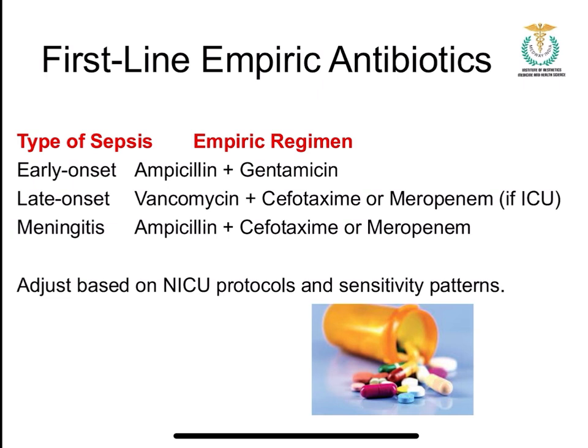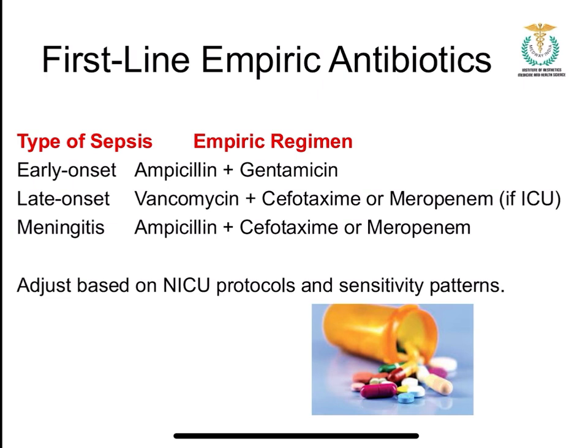Now coming on to the treatment. We normally start with a gram positive and a gram negative cover, the most basic medications. So ampicillin, which is a beta-lactam antibiotic, that is started. Along with that, an aminoglycoside, which mostly covers gram-negative organisms. So you start a combination of ampicillin and gentamicin. Late onset, if the infection has occurred later, then you start vancomycin.